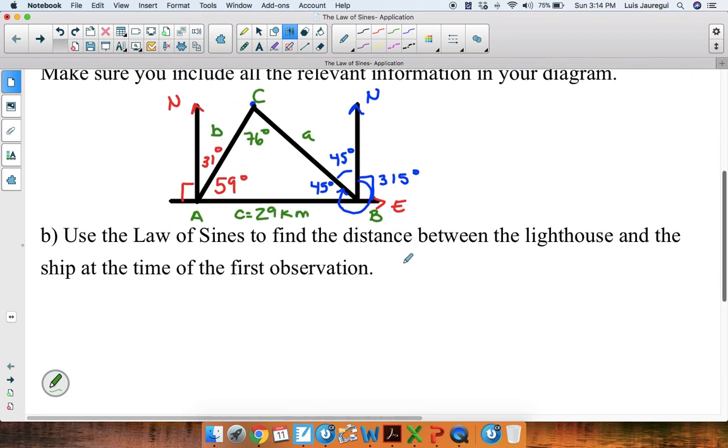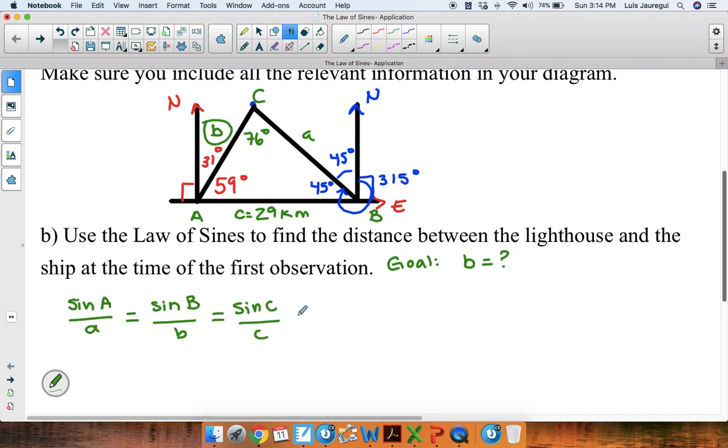So our goal, let's see what's our goal in this particular scenario here in part B. They want us to find the distance between the lighthouse and the ship at the time of the first observation. In other words, they want us to figure out what the value for b is. So our goal is to figure out the unknown b. So using the law of sines, we know that sine of A over a is the same as sine of B over b, which is the same as sine of C over c.